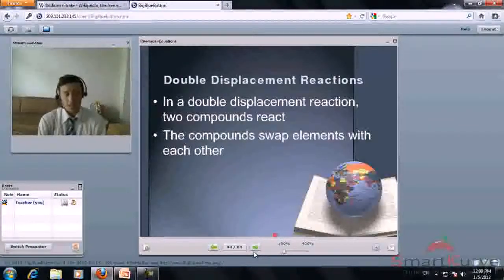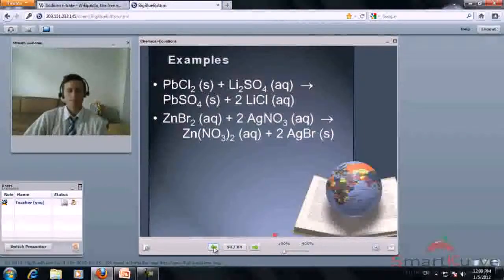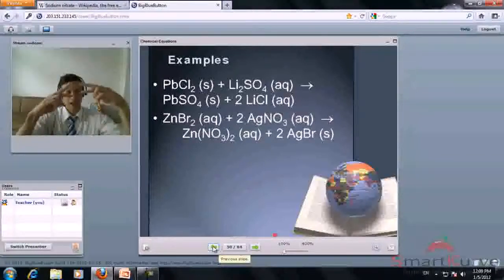The next type of reaction, double displacement. In a double displacement reaction, two compounds react. The compounds swap elements with each other. Compounds contain a positive and a negative part. In a double displacement, the positive parts swap places with each other, as do the negative parts. Remember, with positive and negative, we're dealing with ionic bonds. This would be a little bit like a double date, where the partners come to the dance like this, and then they switch partners.